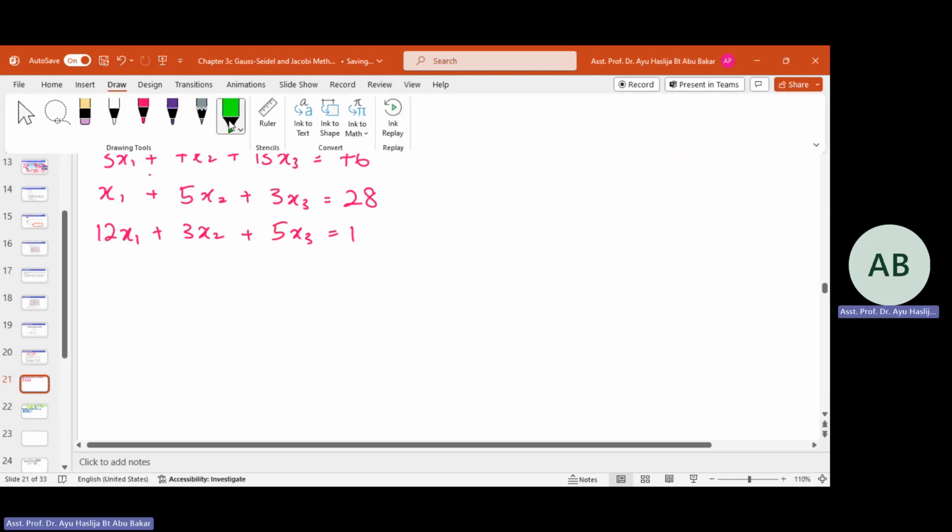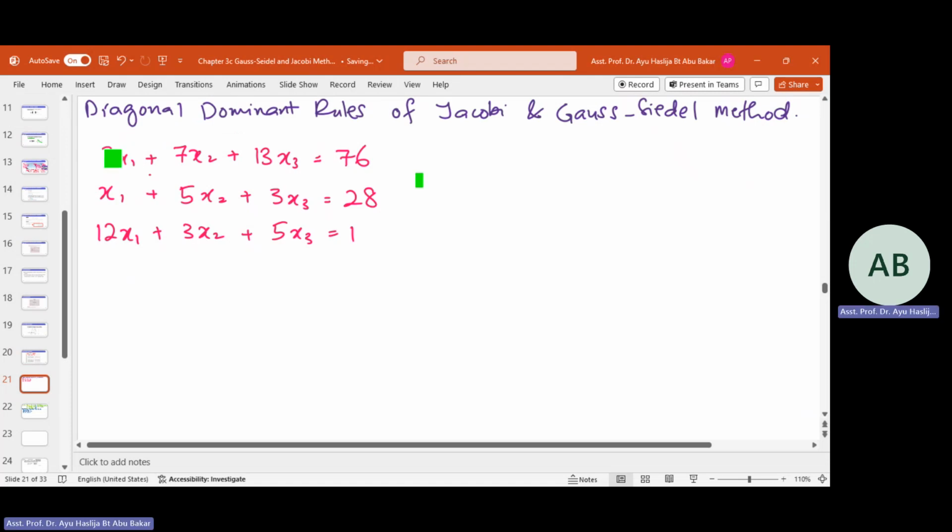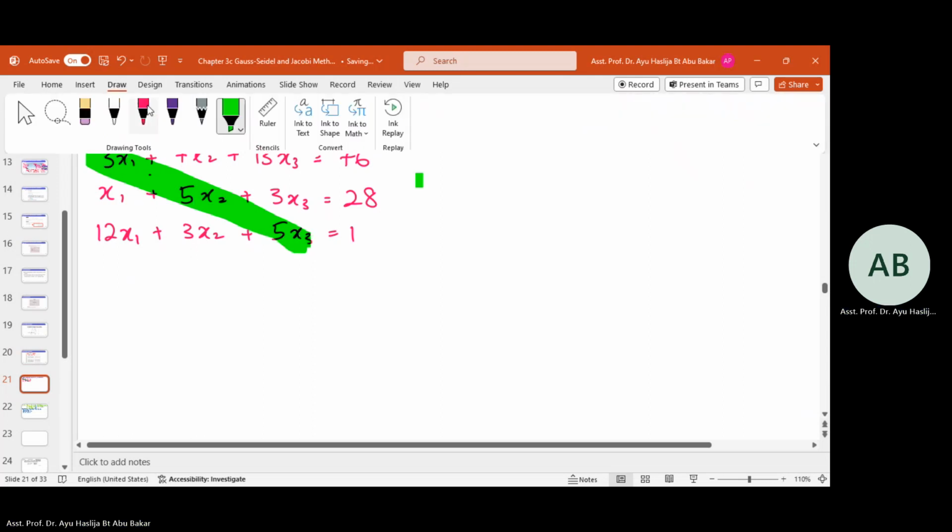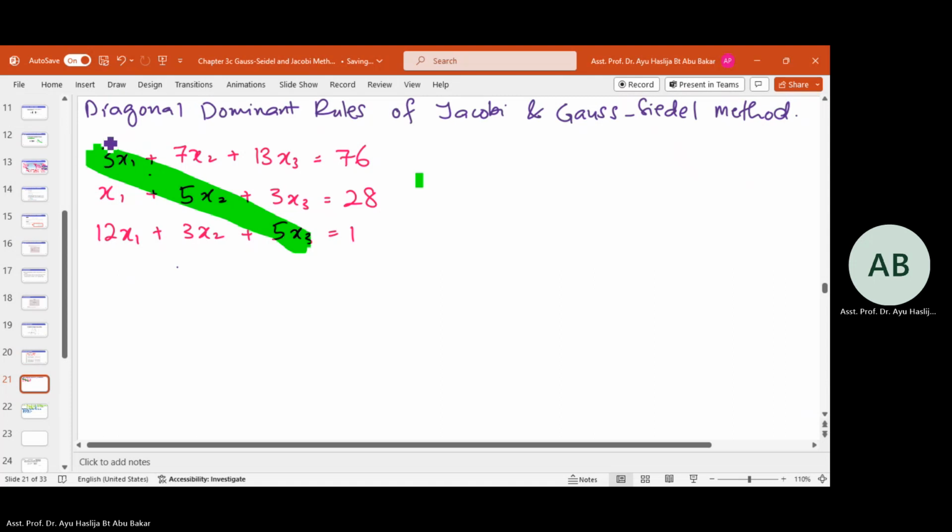Okay, so now the diagonal dominance rule. We take diagonally this part. Okay, this is A. I use A, B, C, D, E, F, easier. A refers to the number.